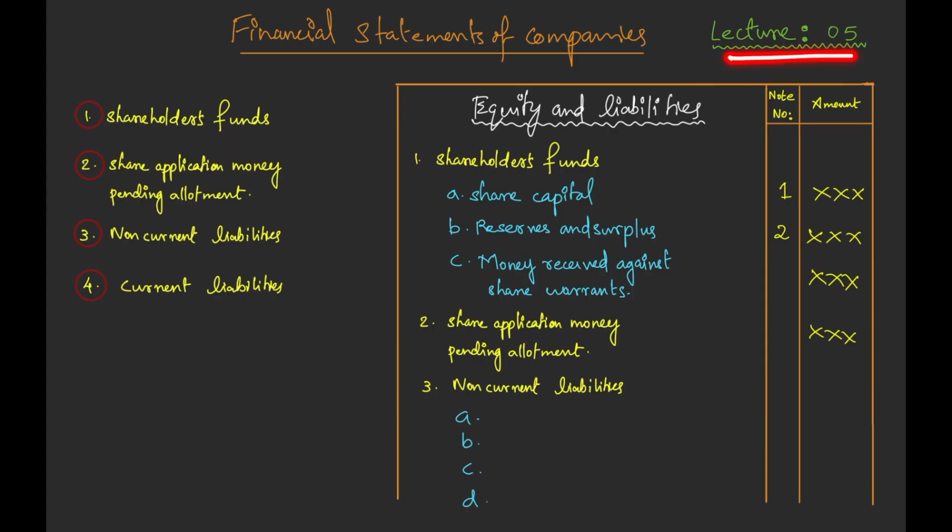This is the fifth lecture of the chapter Financial Statements of Companies. In this lecture, we will discuss non-current liabilities under equity and liabilities. Under non-current liabilities, we have 4 items and we will discuss all these. Before discussing these items, first let's understand what is non-current liabilities and how to classify liabilities as non-current and current. So let's discuss that first and then come to these items.